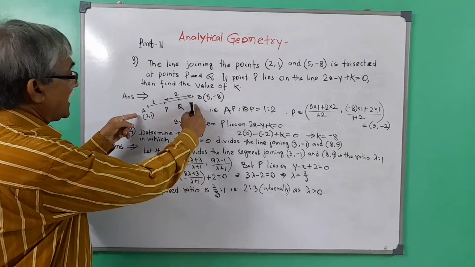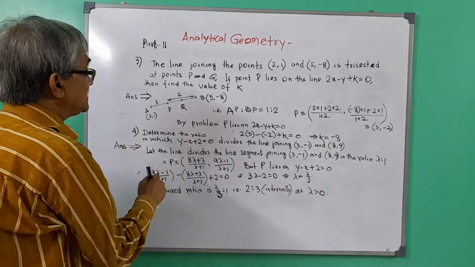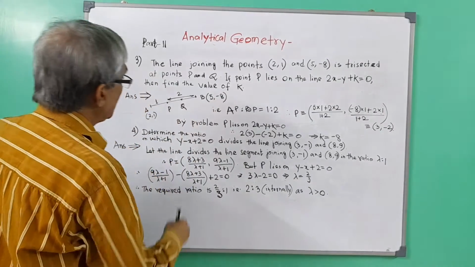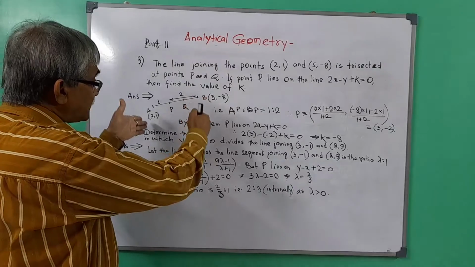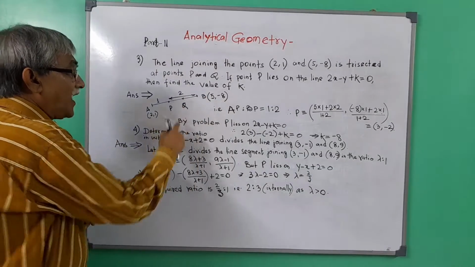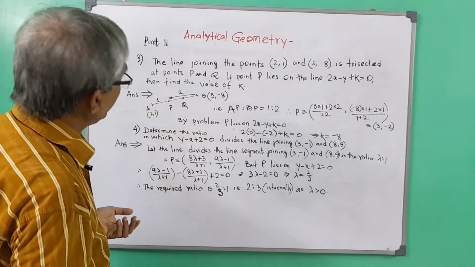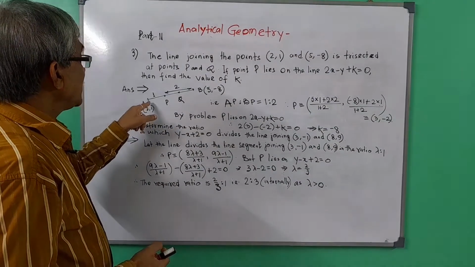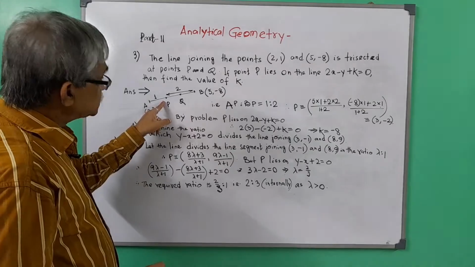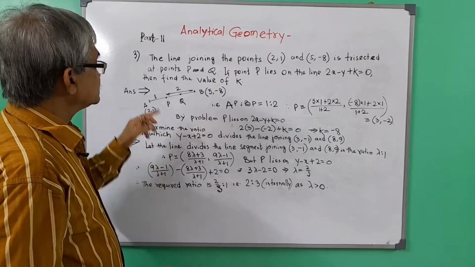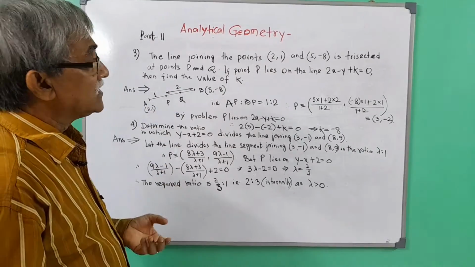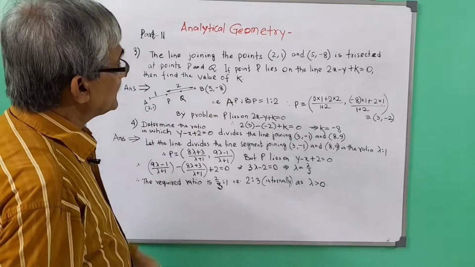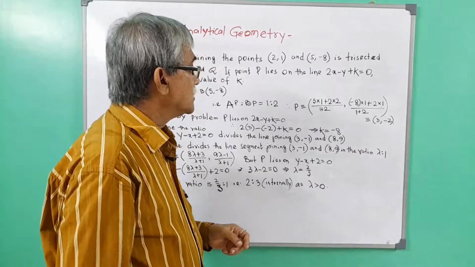Nice. So I have drawn a figure. Here the point A is 2, 1, the point B is 5, minus 8, and this is trisected by the points P and Q. What do you mean by trisected? In simple words, AP is to PB equals 1:2. This is the meaning of the trisection. That is, AP is to BP is equal to 1:2.